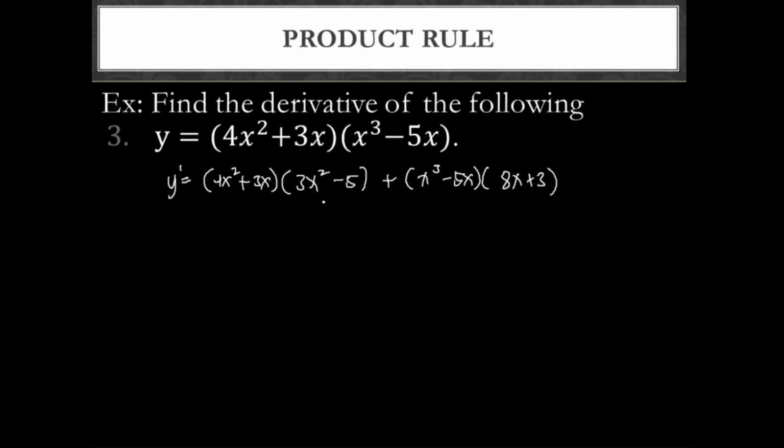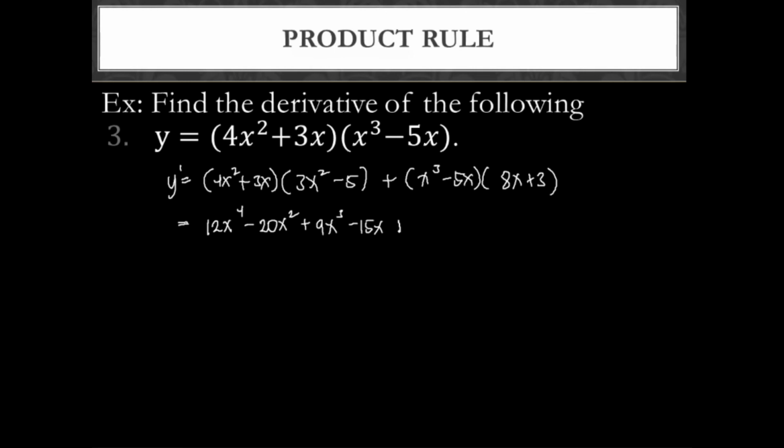Okay. So, binomial by binomial. So, we're going to use FOIL method. First term. 4x squared times 3x squared is 12x raised to 4. Next O, outer terms. 4x squared times negative 5 is negative 20x squared. I, inner. 3x times 3x squared is 9x cubed. And then L, last, 3x times negative 5 is negative 15x. Okay, we're done on this.